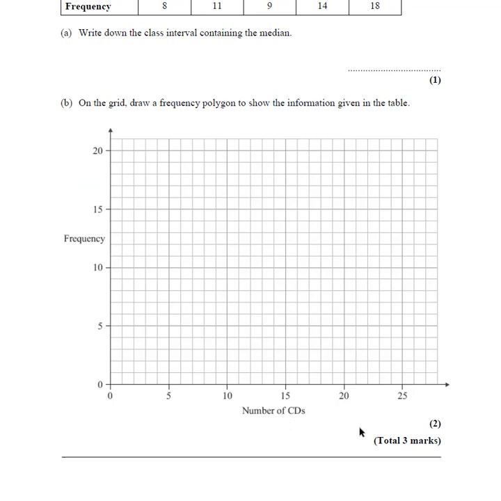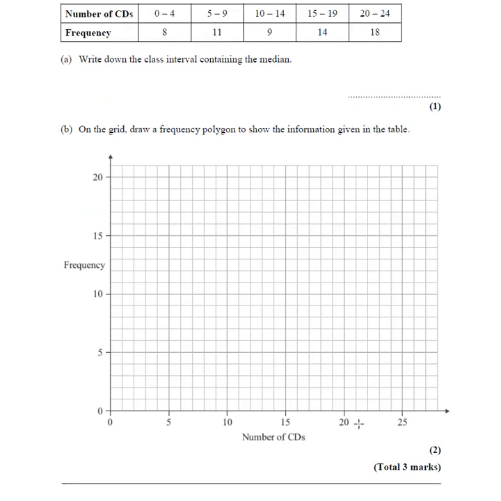For the frequency polygon, all you need to do is go up to your bar chart, mark the middle of the top of each of your bars, and join each of those points up with straight lines. And then you've done it, and you've got yourself a second mark. If you're not sure, just Google frequency polygon, and it will tell you.